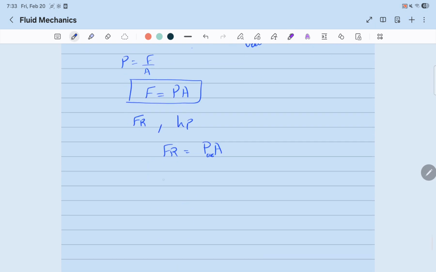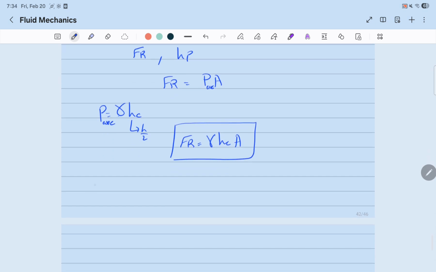Therefore, FR equals. Now, we know from the previous chapter that pressure equals specific weight times H. Since we want the average pressure, we'll use the average height, which is HC. Therefore, FR equals the specific weight of the fluid times HC, which is H divided by 2, times A. That is your FR.